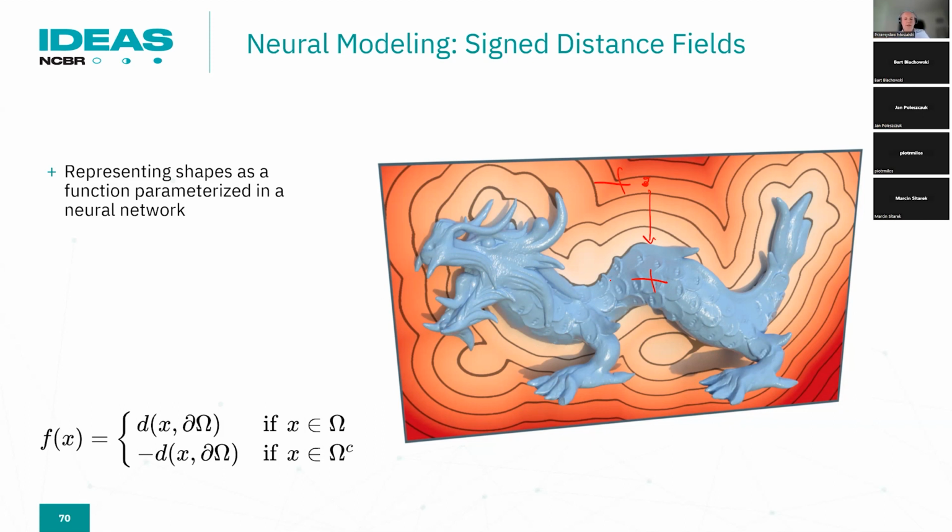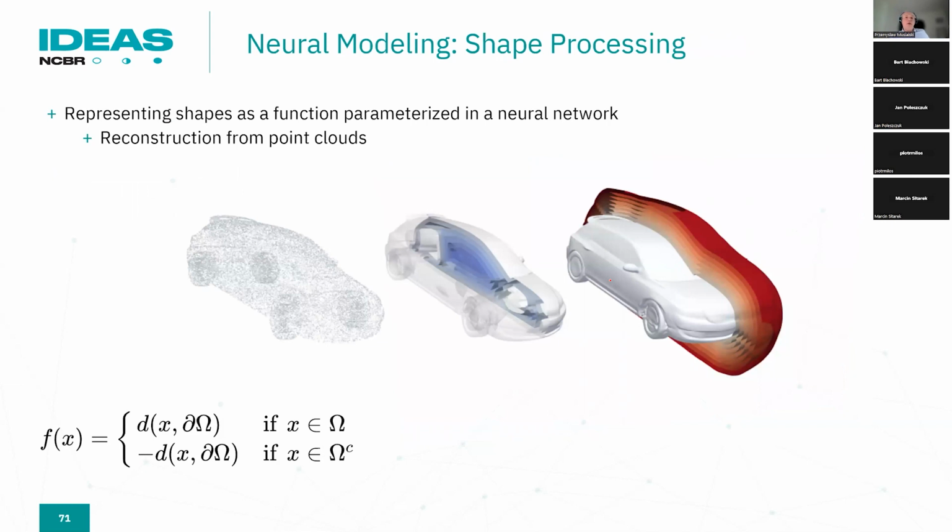So why is it interesting? Well, first of all, because we can reconstruct surfaces now from point clouds. We can take again a point cloud. It can be a laser scan. It can be a photogrammetric reconstruction from a couple of photographs. Boom, plug them into the training process of a neural field, and you get a signed distance field.